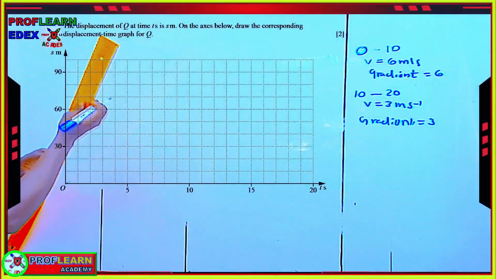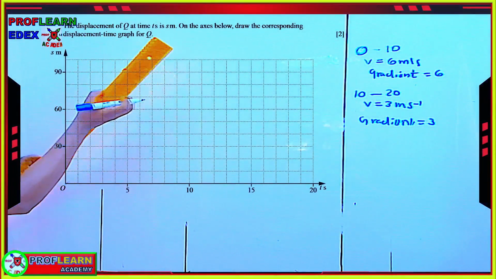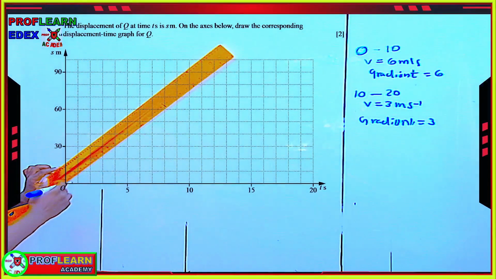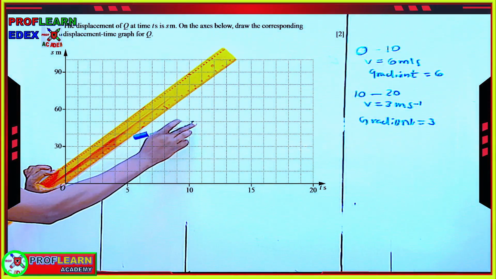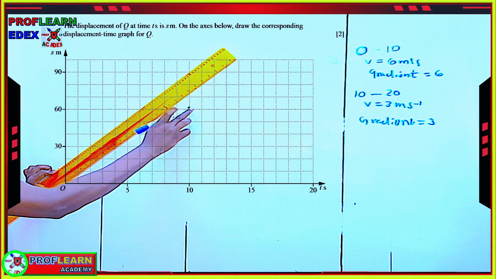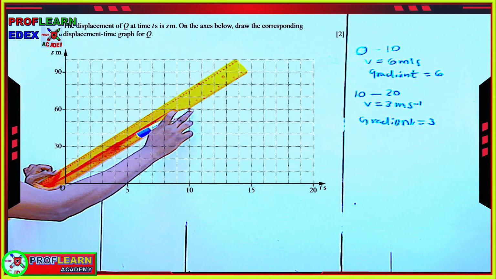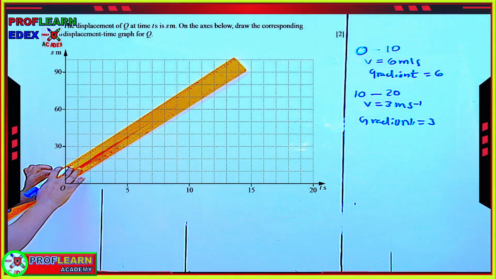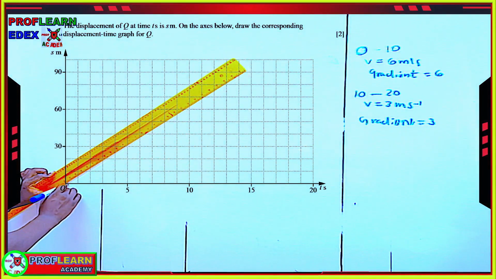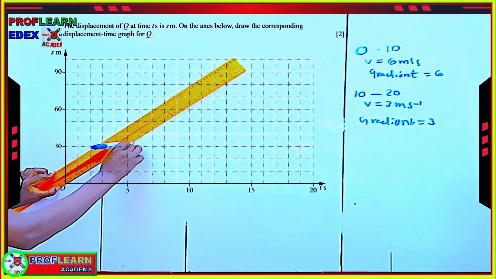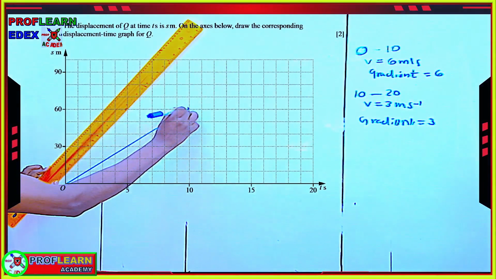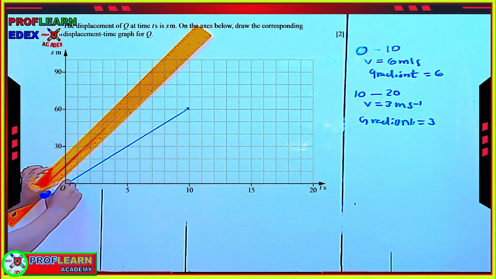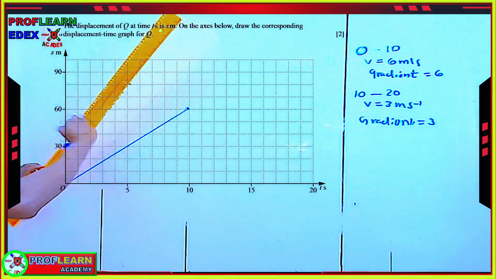So we are going to position our ruler properly from the origin, and then you identify 10. When you move up, you check where you're going to meet 60. Yeah. So our graph will be like that. From this, the graph will go straight. So our graph will end up here. So this is the first section of the graph.